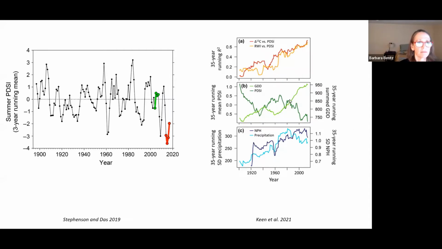So if you look at this middle graph on the right from Keene et al., you can see how growing degree days, which is GDD, have been increasing steadily as PDSI is decreasing. So these trees have more temperature, more growing degree days, but they have much less water to help with that growth.